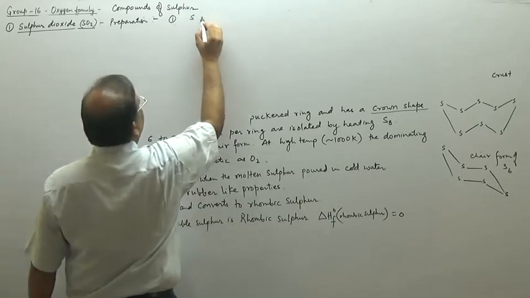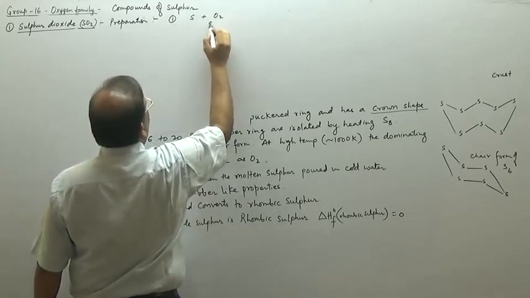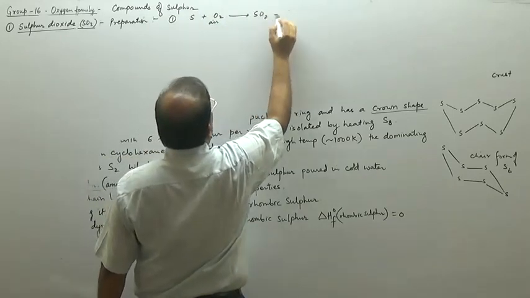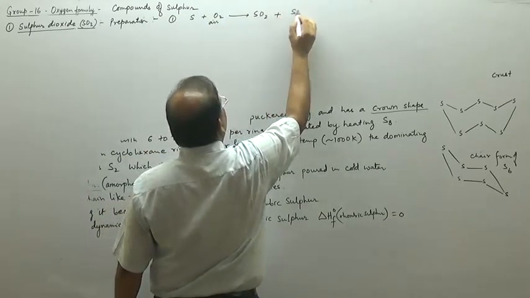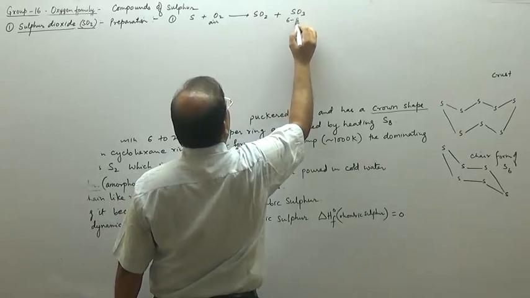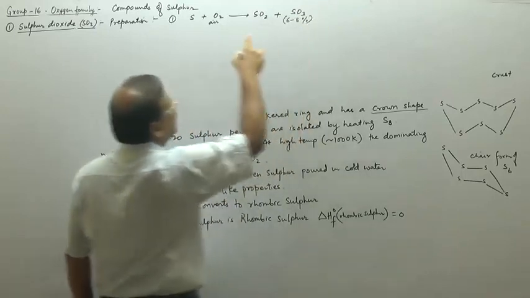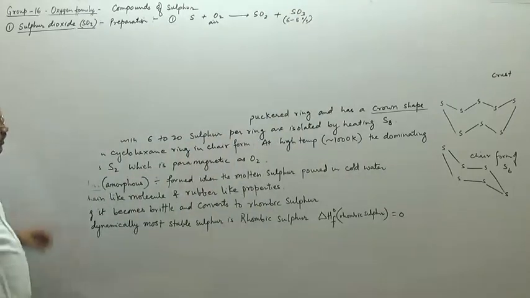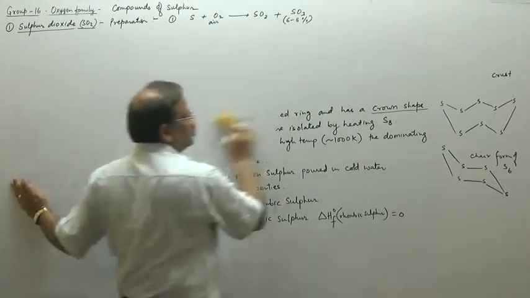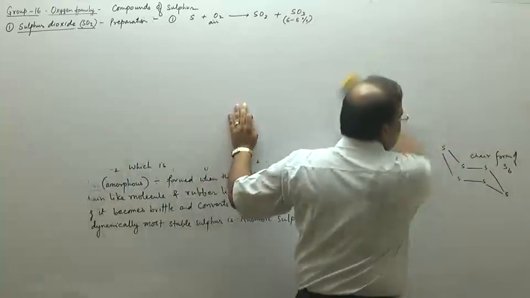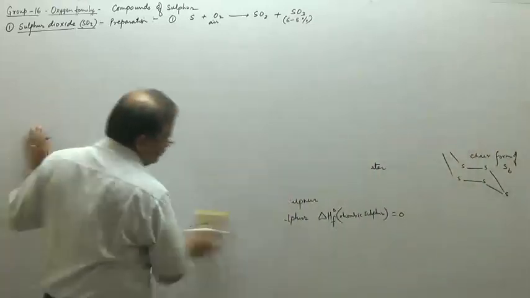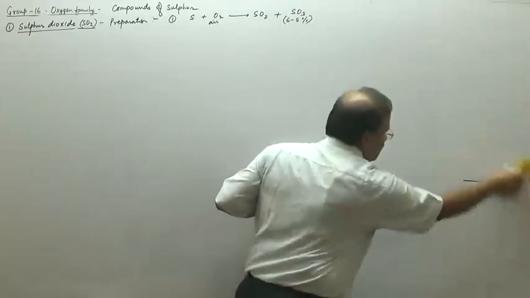So when sulfur reacts with air, that is O2, I will say that it is going to react with oxygen or air, and it will get converted to SO3. But the SO3 which is formed is only around 6 to 8%. Mostly it is SO2 which is formed in the reaction. When sulfur reacts directly with oxygen, that is the product of the reaction we get in the compounds of sulfur.